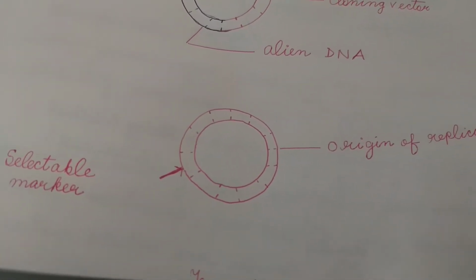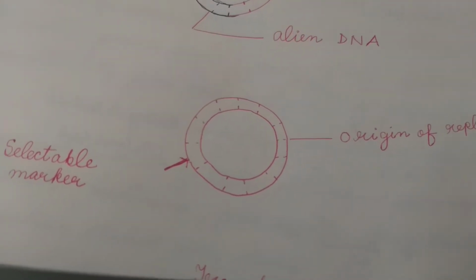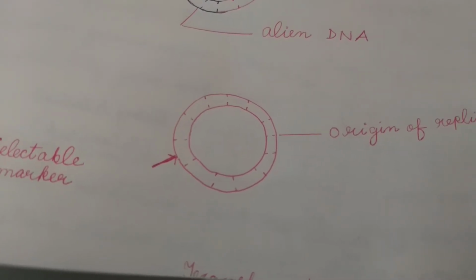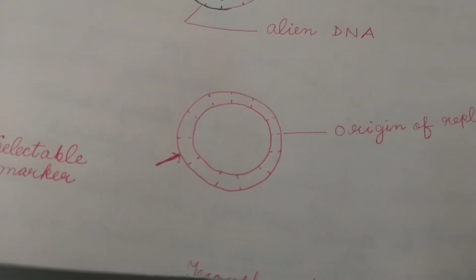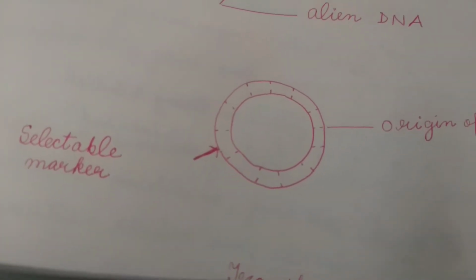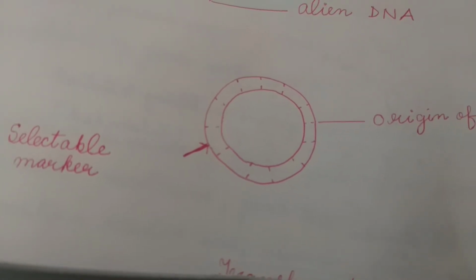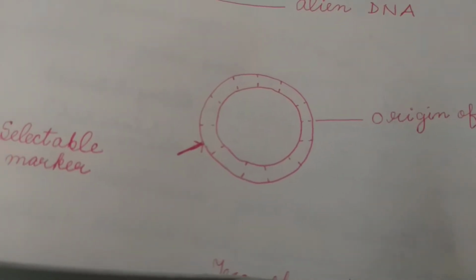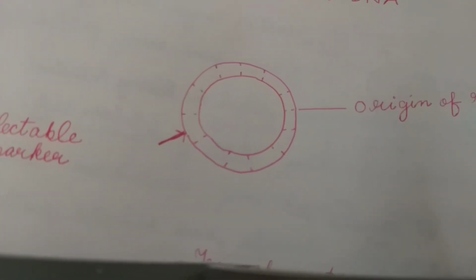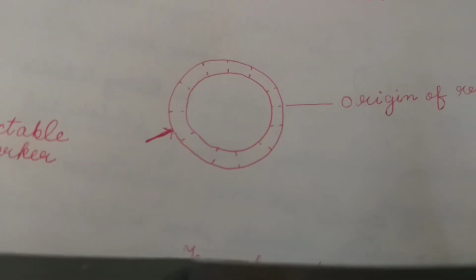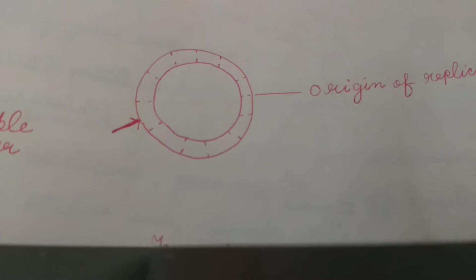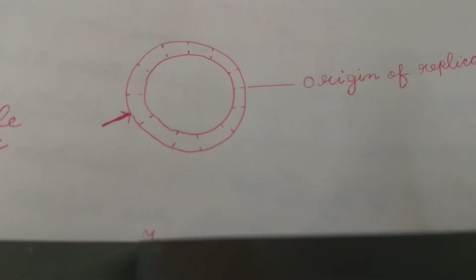Selectable marker is the gene which helps in identifying and eliminating non-transformants and selectively permitting the growth of transformants. So you have to know what is transformant, what is non-transformant.